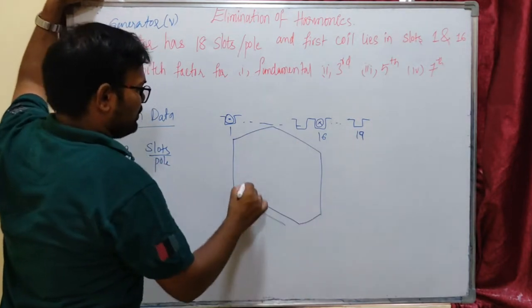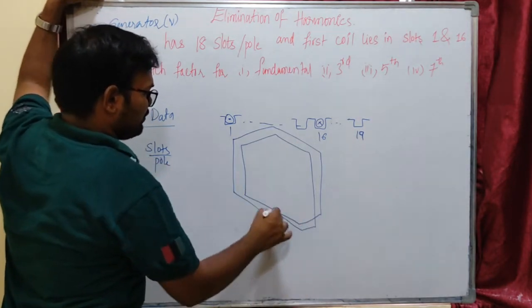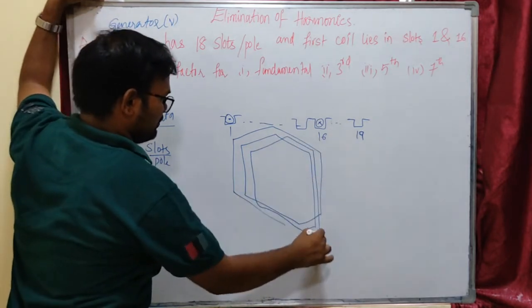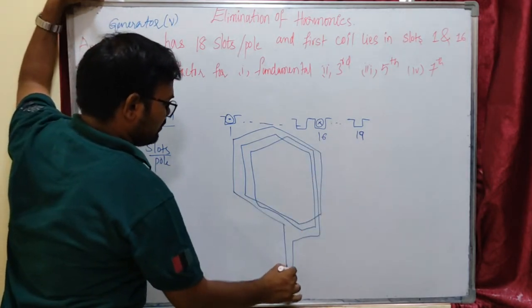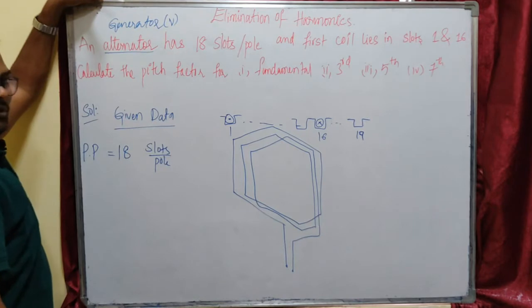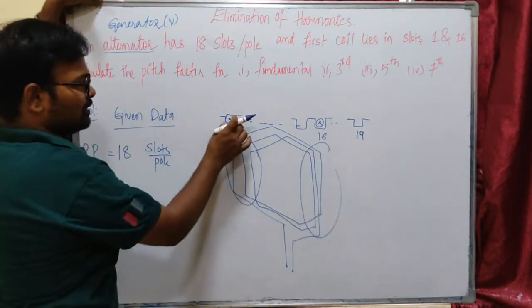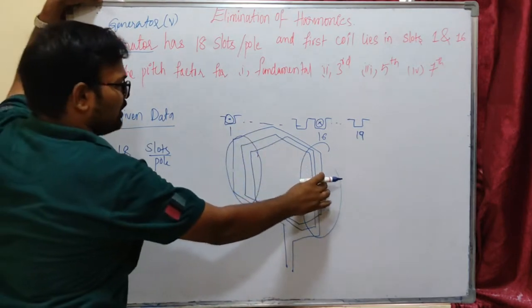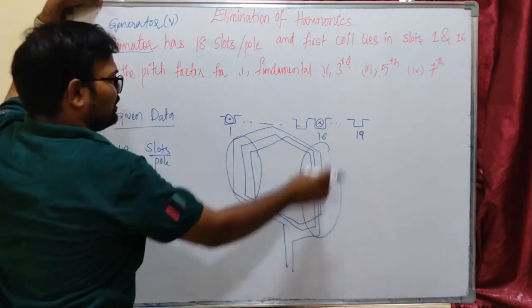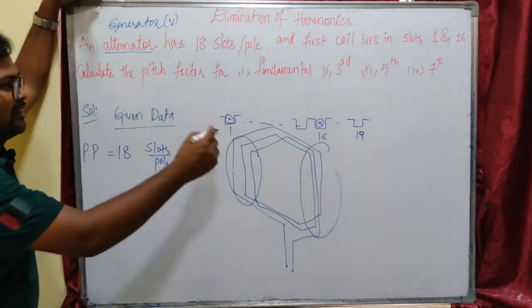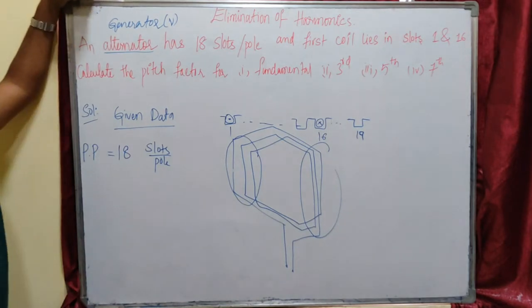It will have so many turns, but there will be two terminals coming out. So this is one coil side, this is another coil side. This whole coil side is placed in the first slot, and this whole coil side, which has 3 conductors, is placed in the 16th slot. So that is what it means. So this is the given data.